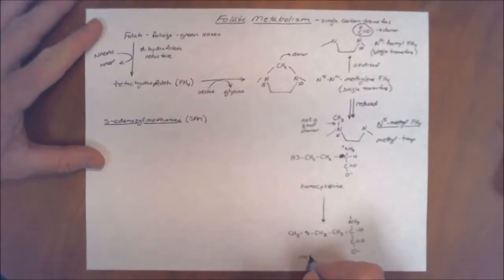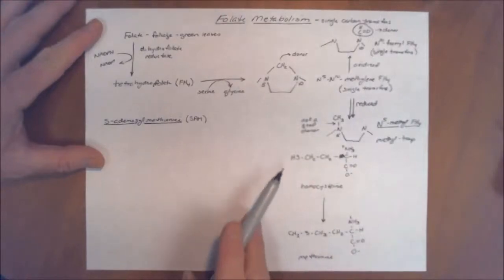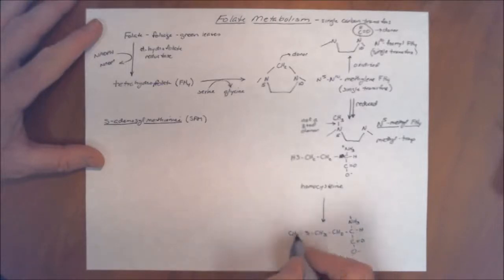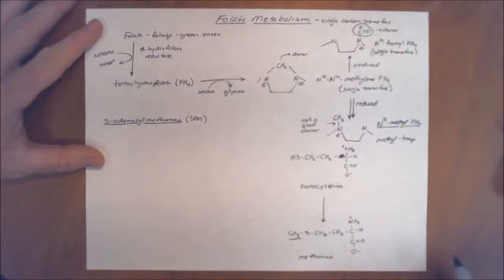This is methionine. Now notice on homocysteine we have a free sulfur group here. On methionine we now have a methyl group attached to this sulfur. This is a one carbon transfer to go from homocysteine to methionine.